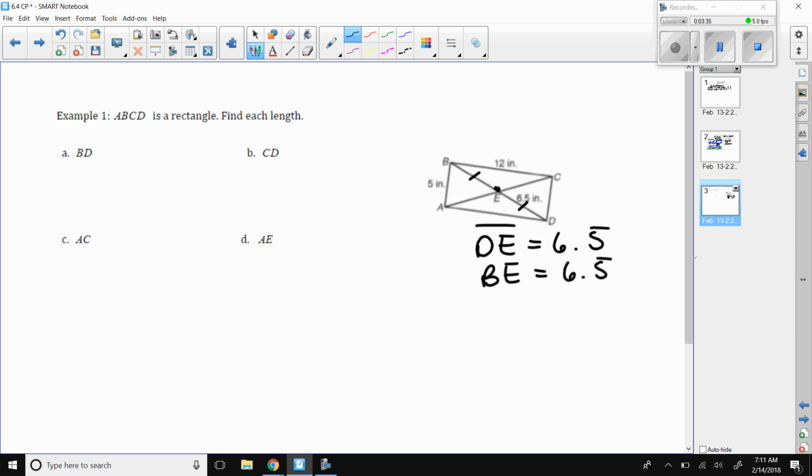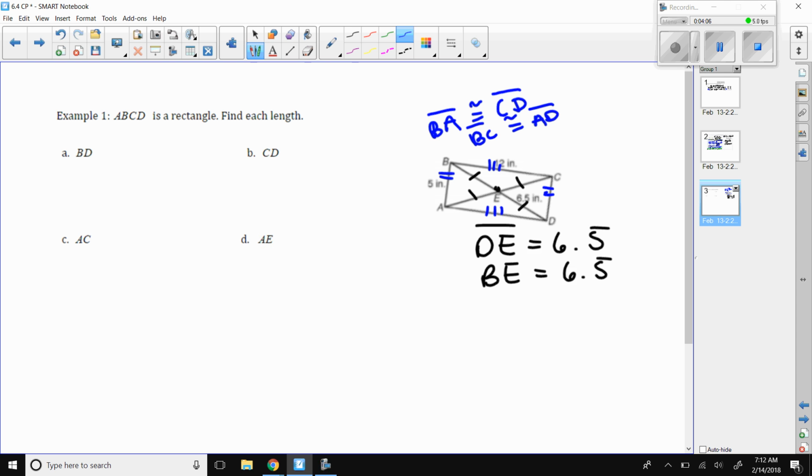These are going to be congruent, and since my diagonals are going to be congruent, these are going to be congruent as well. What I know about my rectangle is that BA will be congruent to the opposite side CD, and that BC is going to be congruent to AD, since my opposite sides are congruent. So that should help me with some of these.